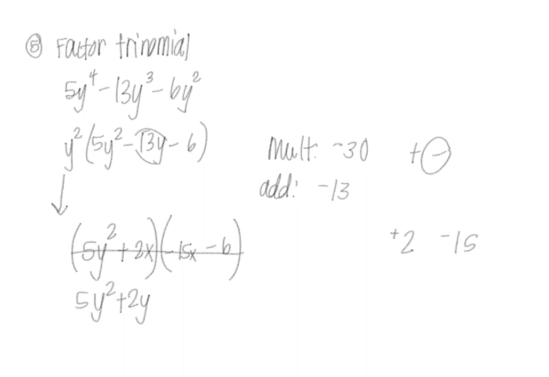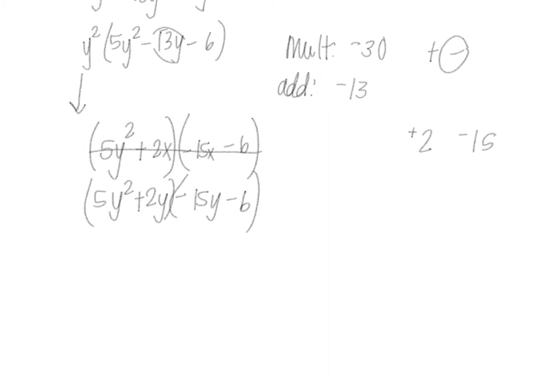I forgot what my variable was. Okay, there we go. Need to group. I pull out what's in common. Anyway, we have a y in common in that first binomial, and you would be left with 5y plus 2.